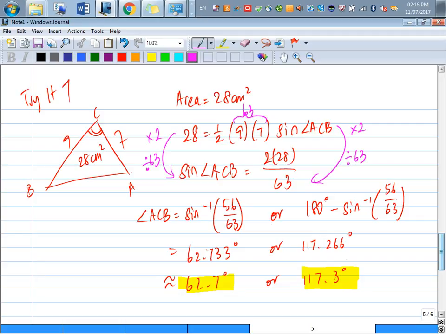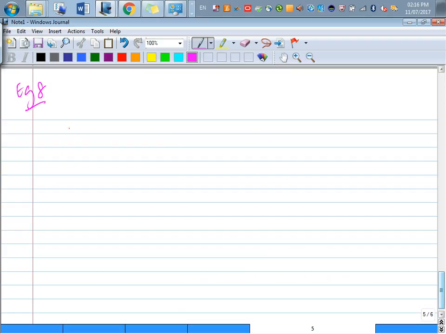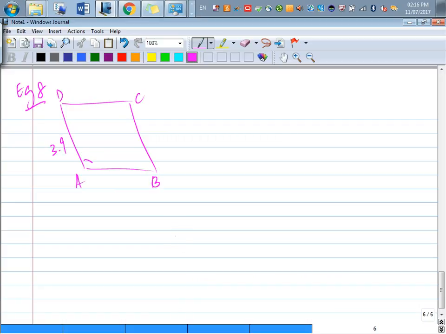Okay. Next, example number 8. You have a parallelogram ABCD. Find the area of this parallelogram. What is the formula for the area of a parallelogram to begin with? Do you remember? It is the base times the perpendicular height. It is like a rectangle. Base times perpendicular height. So in this case, we don't know the perpendicular height.